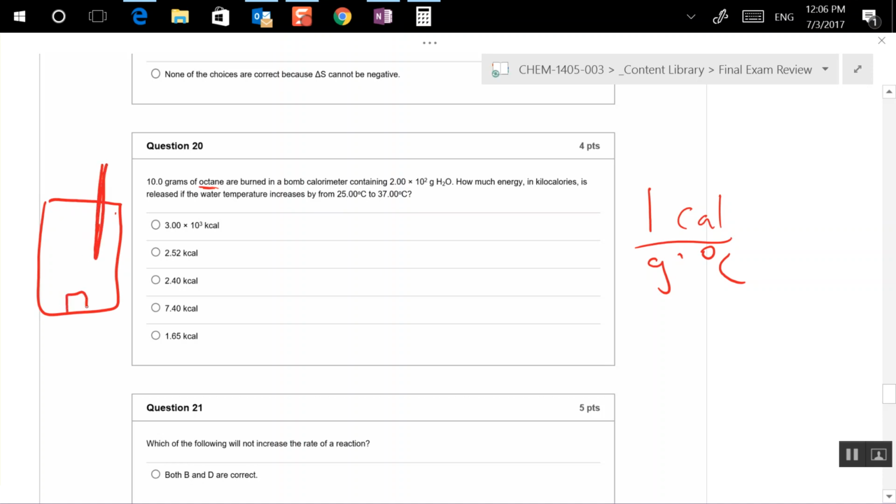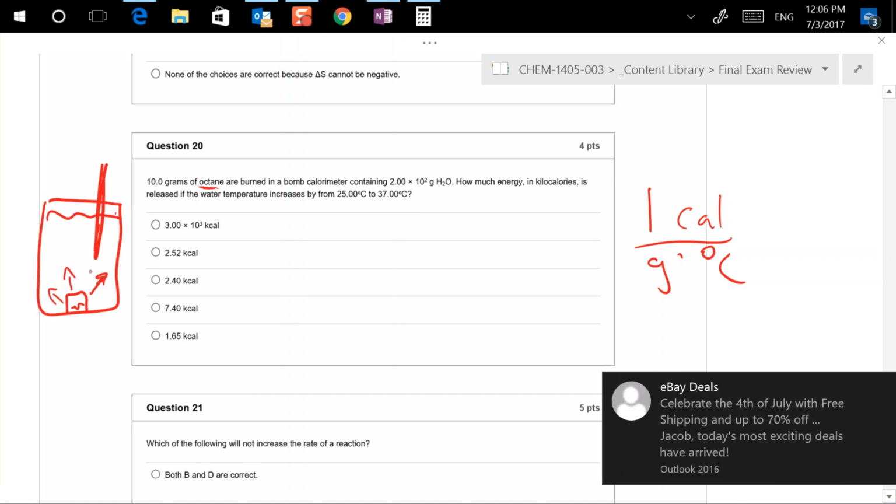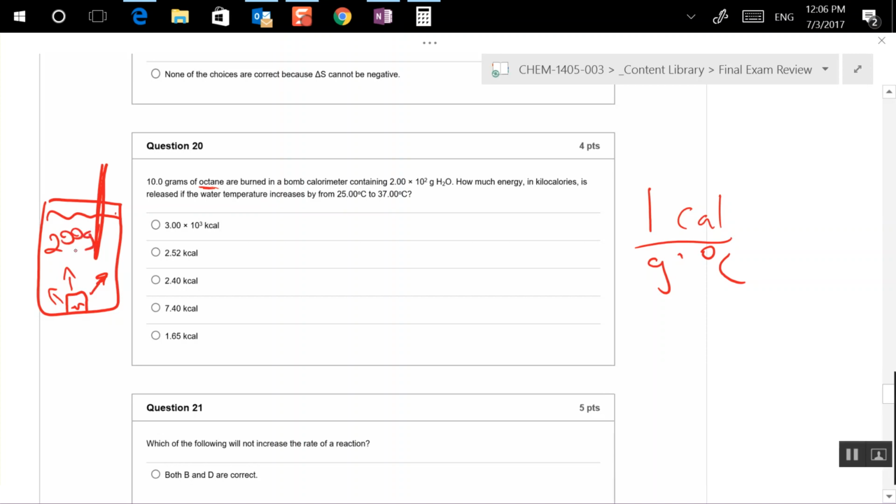Okay, here's the bomb right here. And the sample's in here, and it's burning, and it's releasing energy to the water out here. Okay, and so I'm getting, this is 200 grams of water that's changing temperature. This isn't part of this. So this is what I care about, the 200 grams. If it was a solution where the two things were mixed, then I would have to add the masses together. But it's not that. Okay? They're completely separate. So because they're separate, I just take the mass of the thing that's changing temperature.